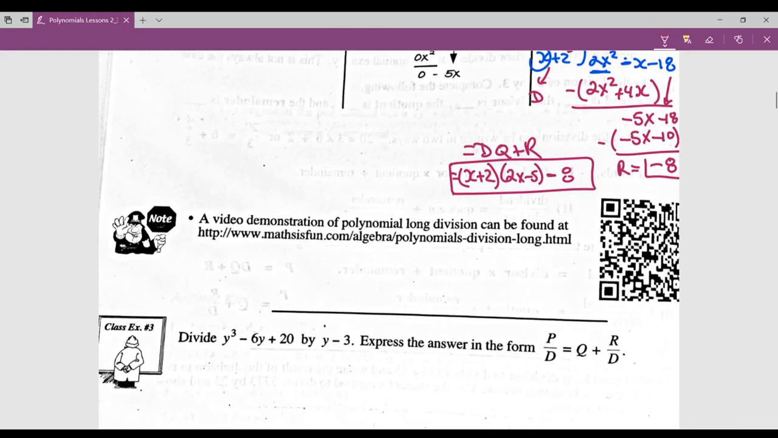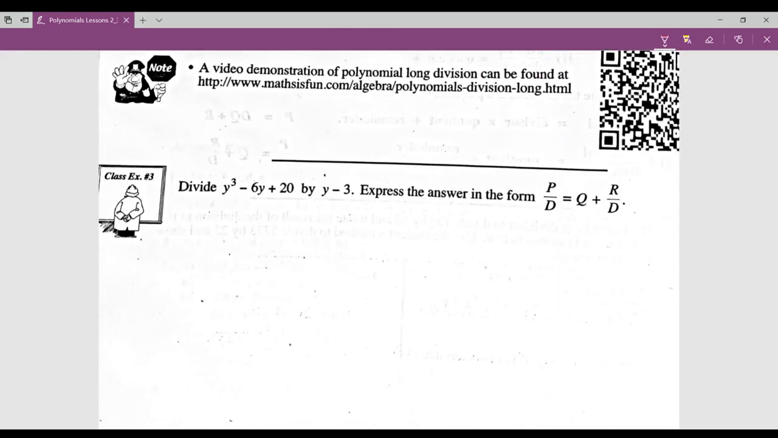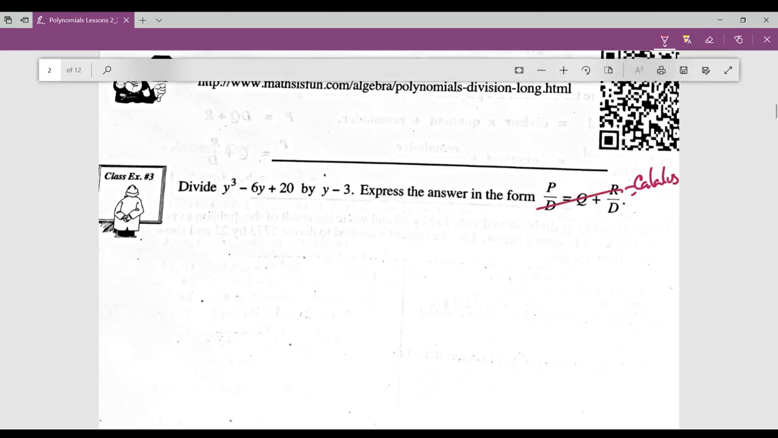All right. This one, you can write it as P over D is equal to Q plus R over D. That's more for calculus. So we're just going to write it as Q plus R.